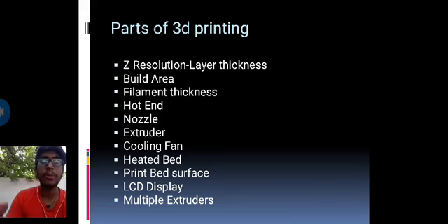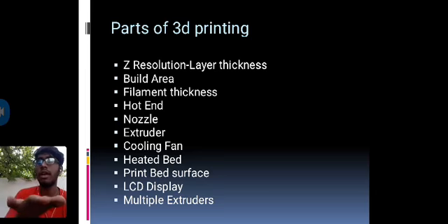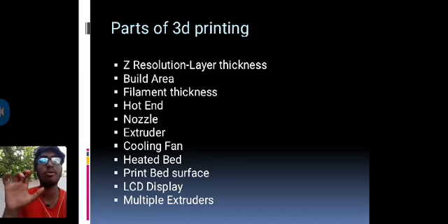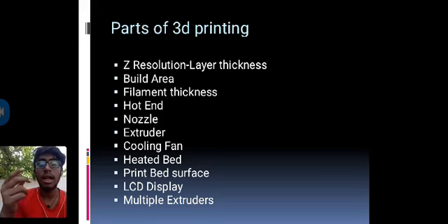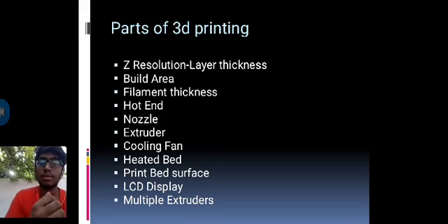Let us read it. The first one is the resolution, or layer thickness. As we know, we have to maintain the same area, and the thickness should be maintained properly so that we might get a proper fine object without ruptures or cracks, something like that, no defects. That's the main role of the resolution layer thickness. And we have the build area, the area which is specified. Filament thickness, so the filament which produces that thickness.